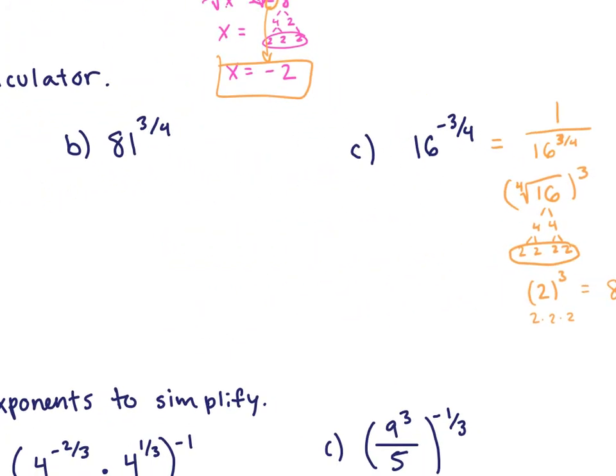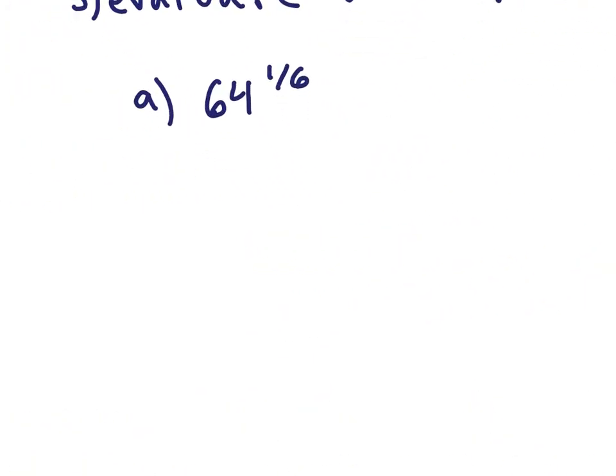Alright, so let's look at A. So we have 64 to the 1/6 power. If our exponent is a fraction, what does that tell us? What do we do with the denominator in our fraction? We put it on the outside of our radical. That's our index. So we have the 6th root of 64.